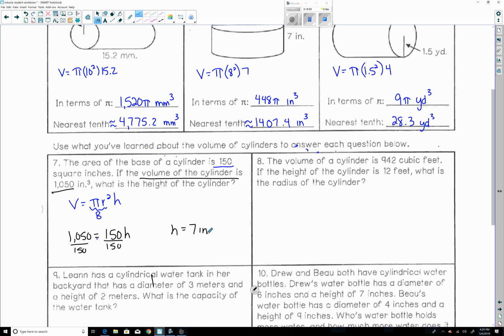Now this is not going to be cubic inches here. This is a linear relation, or a linear measurement. It's just the height. Okay.